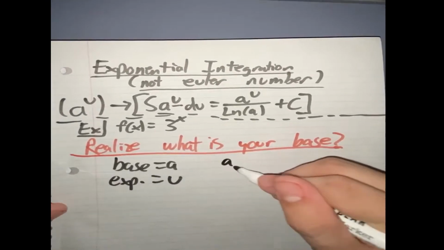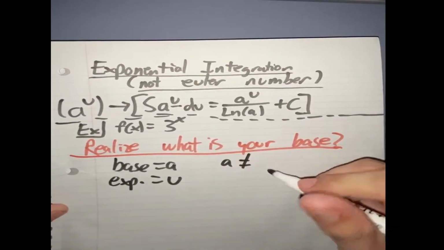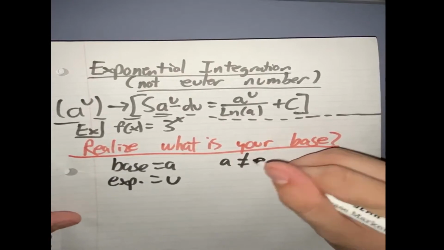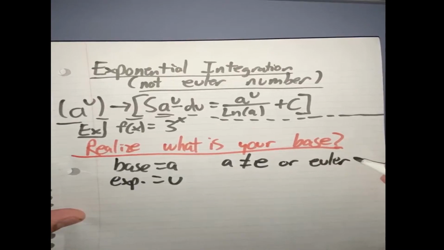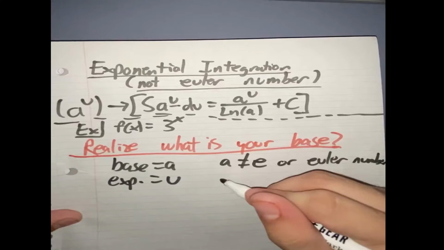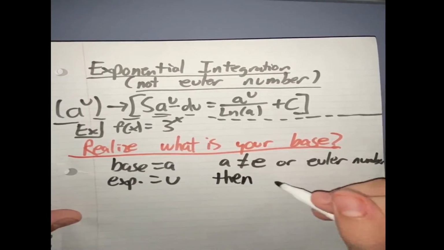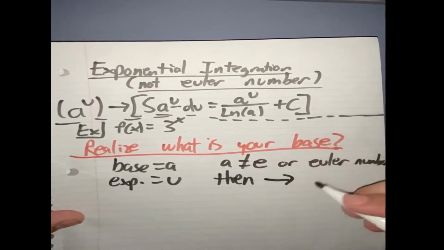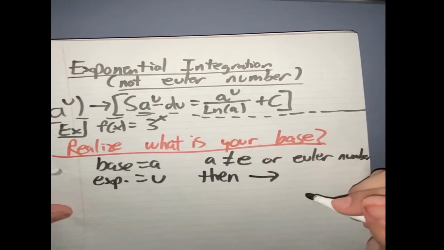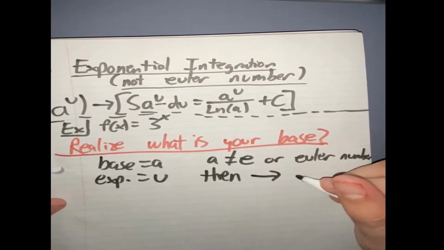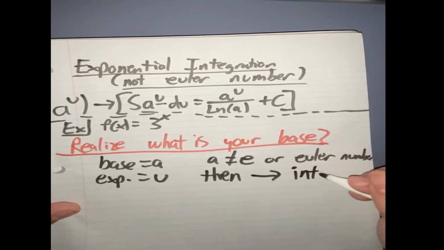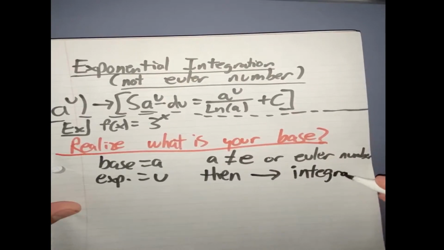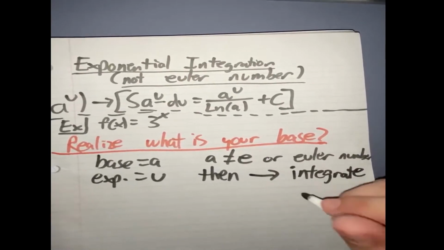And if A does not equal Euler's number, which they do mean the same thing, then apply this method of integration. Integrate using this formula.